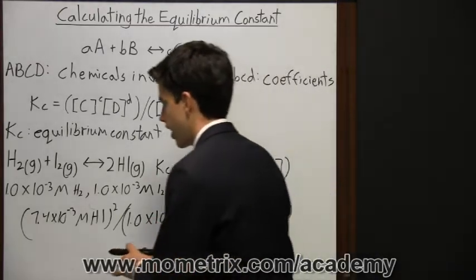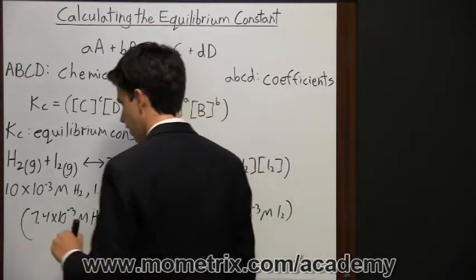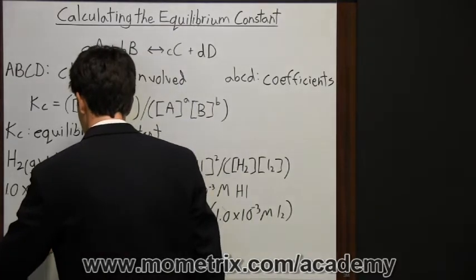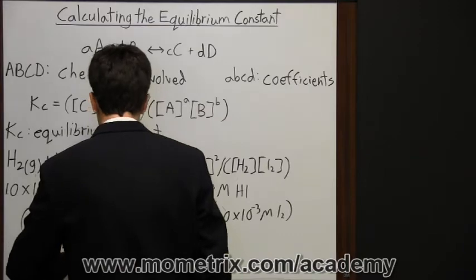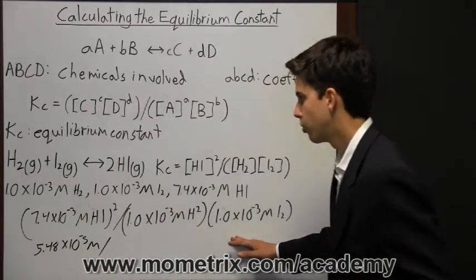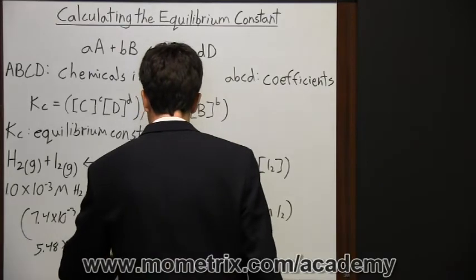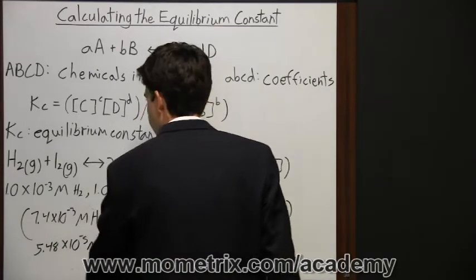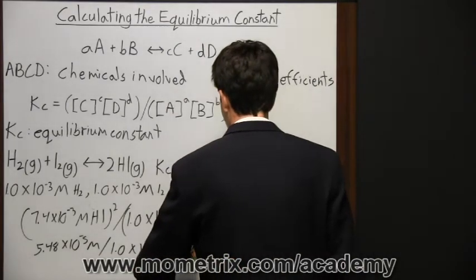And so we can go ahead and reduce this. And so after we square this, it becomes 5.48 times 10 to the negative fifth. And then after we multiply these numbers together, we get 1.0 times 10 to the negative sixth. And so then just finishing out that equation, we get an answer of 54.8.